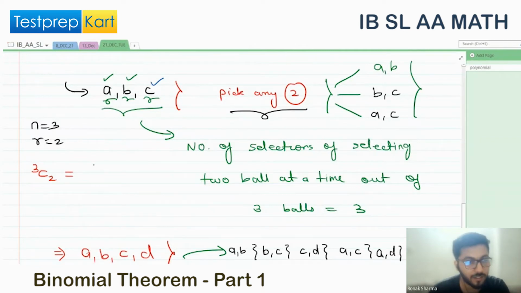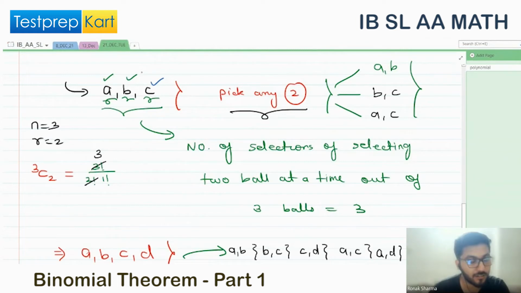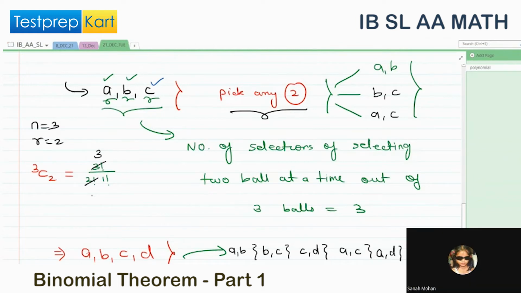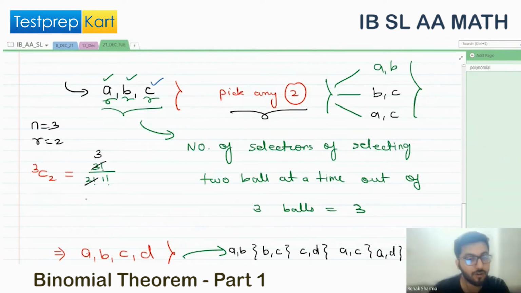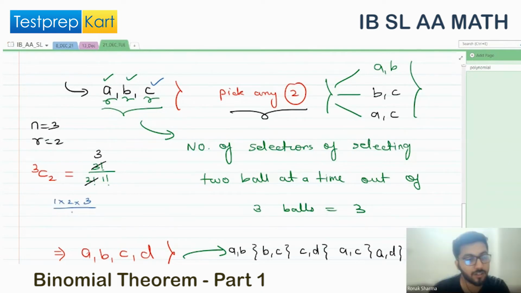It will be 3 factorial by 2 factorial times (3 minus 2) factorial, which is 1 factorial. Now can I cancel 2 factorial by 3 factorial and only 3 will remain? 3 factorial is what? 1 into 2 into 3. And 2 factorial is what? 1 into 2. So 1 and 2 will cancel, only 3 will remain.